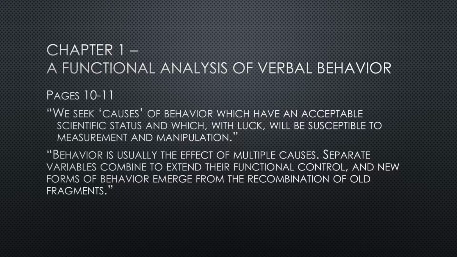Behavior is usually the effect of multiple causes. Separate variables combine to extend their functional control, and new forms of behavior emerge from the recombination of old fragments. While we'll be starting out in this class talking about quote-unquote pure operants, we'll end by talking about multiple sources of control affecting each instance of behavior.